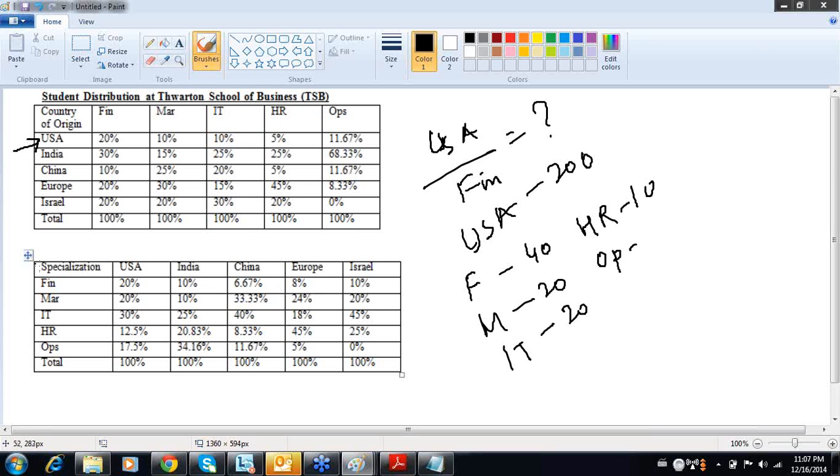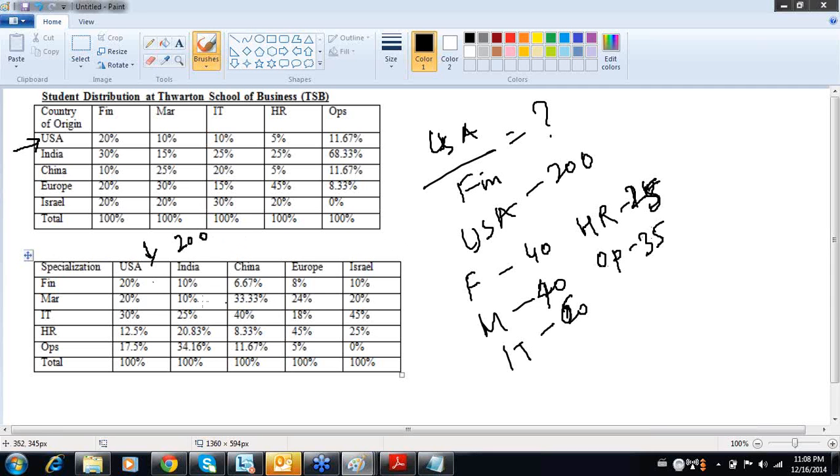So USA, this is 200 students. So we'll see this. Fin is 20%, that means 40. Marketing is 20%, 40. IT is 30%, that means 60. HR is 12.5%, that means it's 25. And ops is 17.5%, that means it is 35.